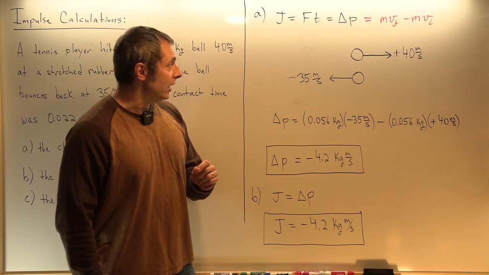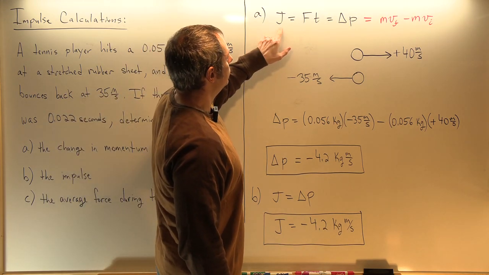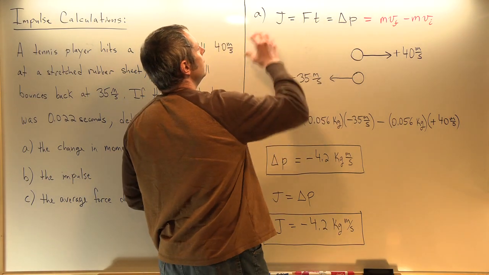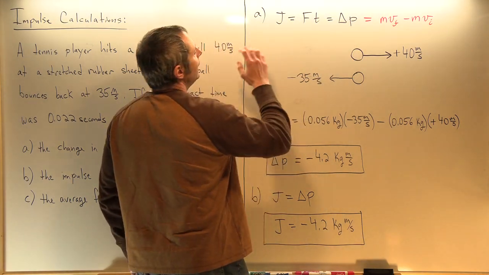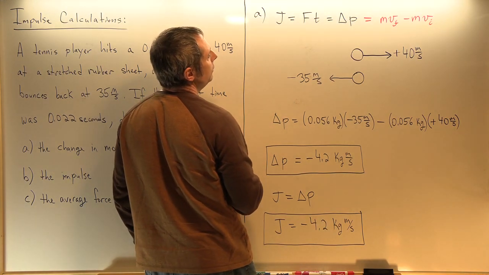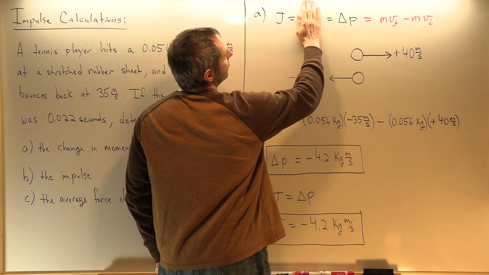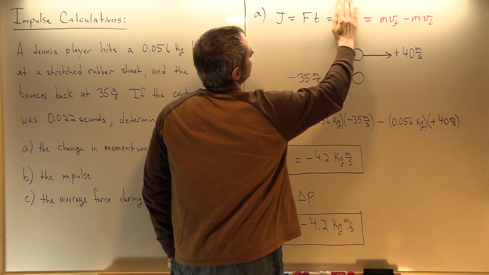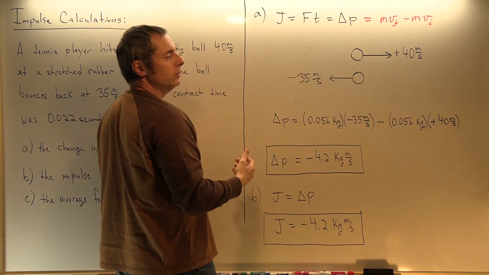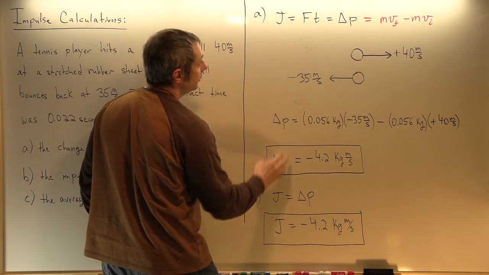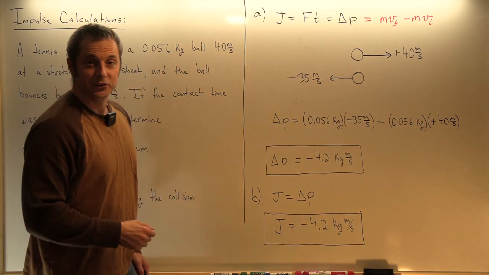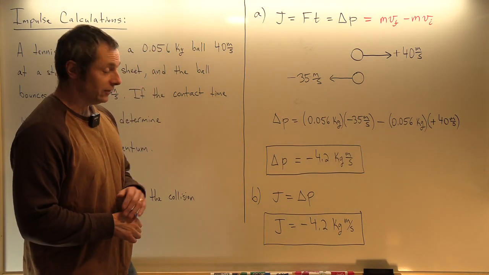You may not be able to do this, but we just calculated this, and all three things are equal. So you can take any two of these and set them equal to each other. J equals delta P if you'd like. Force times time equals delta P. J equals force times time. Any two, because they're all equal, so we can skip right to J equals delta P. We have the delta P, and therefore that's the J. So that's the answer there.